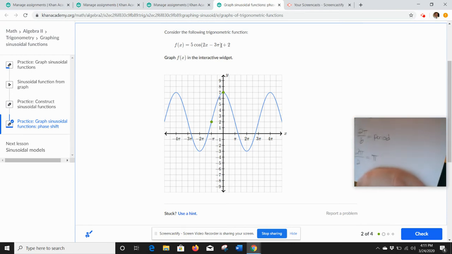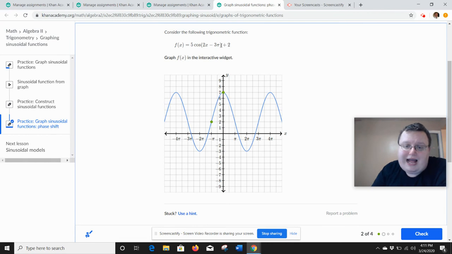But that will simplify 2 pi. Okay? 2 pi over b is your period. 2 pi divided by 2 gives me pi. So the period is pi. So what that's telling me is that this function will repeat itself in pi distance.